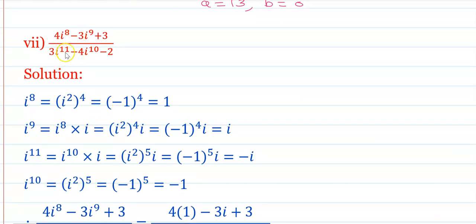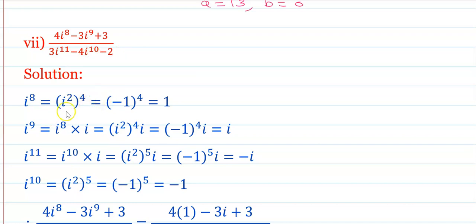Next complex number, that is (4 i raised to 8 minus 9 i raised to 9 plus 3) upon (3 i raised to 11 minus 4 i raised to 10 minus 2).